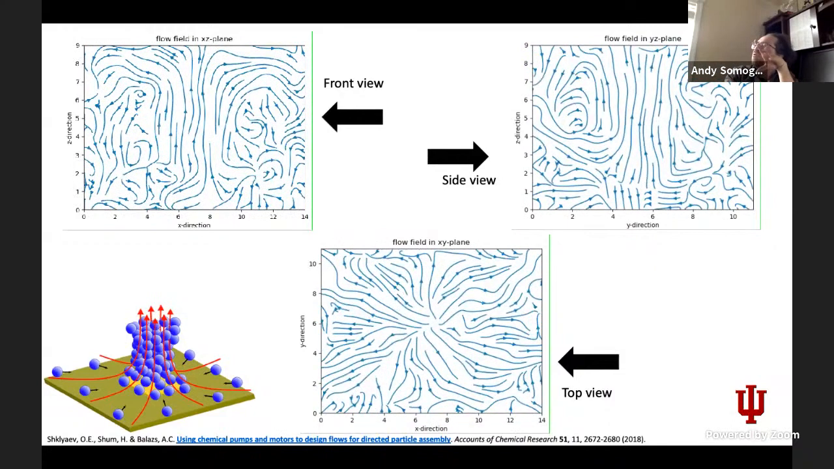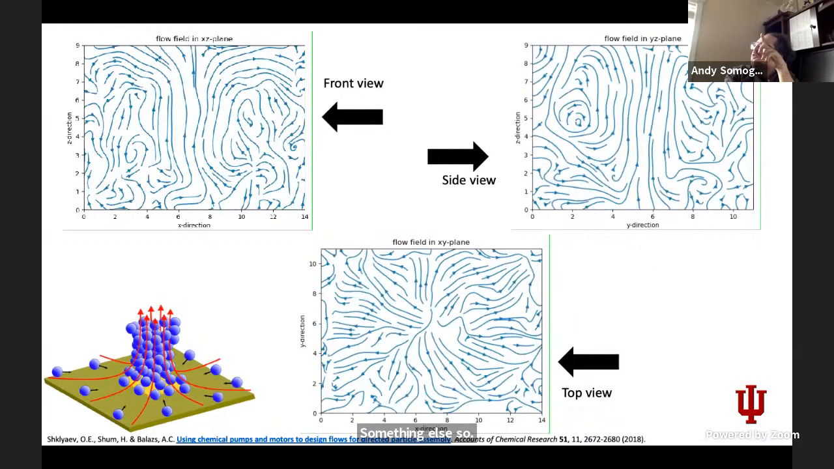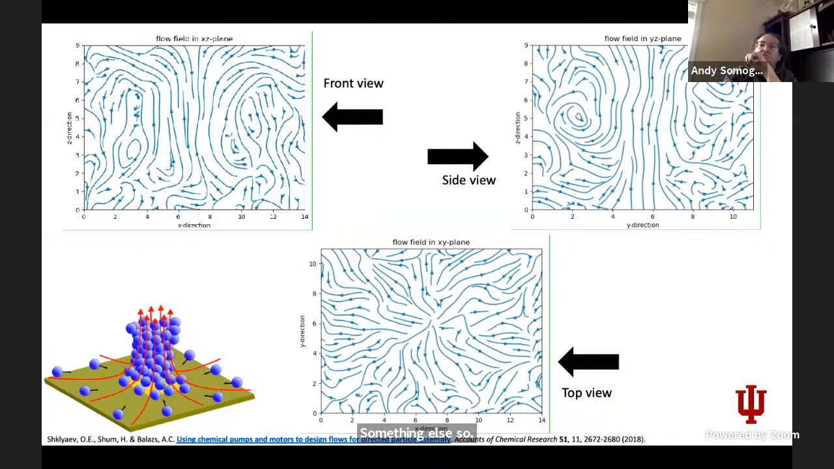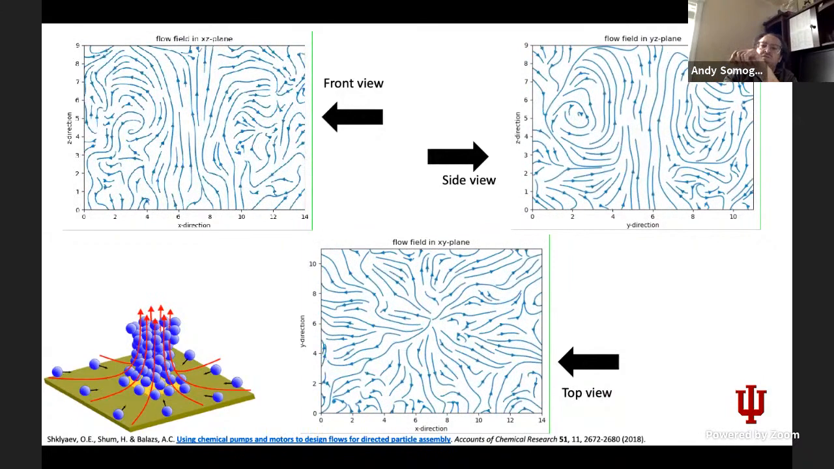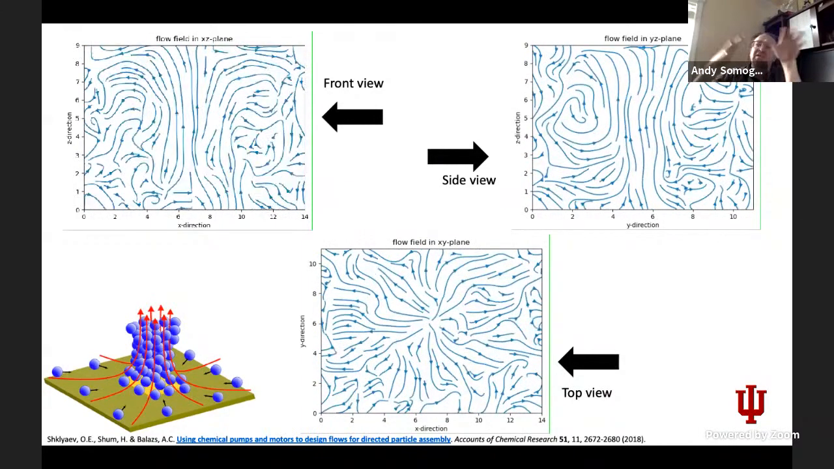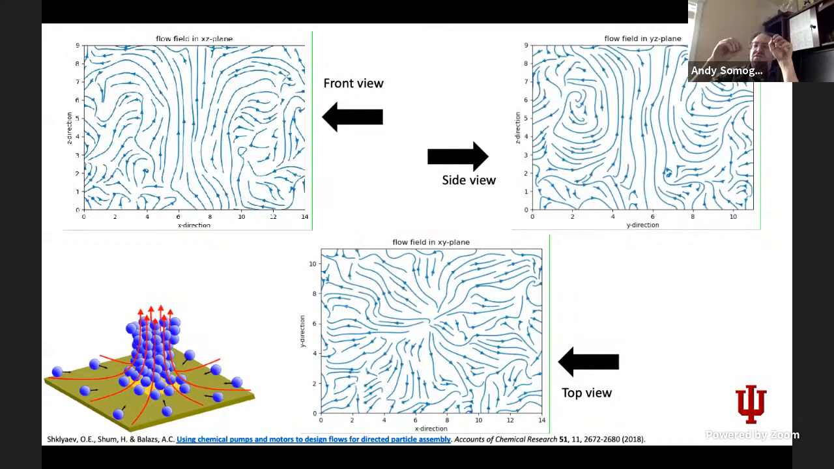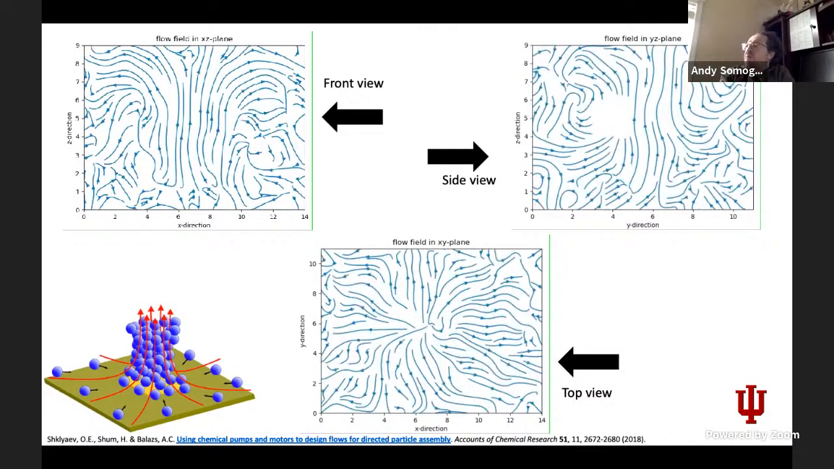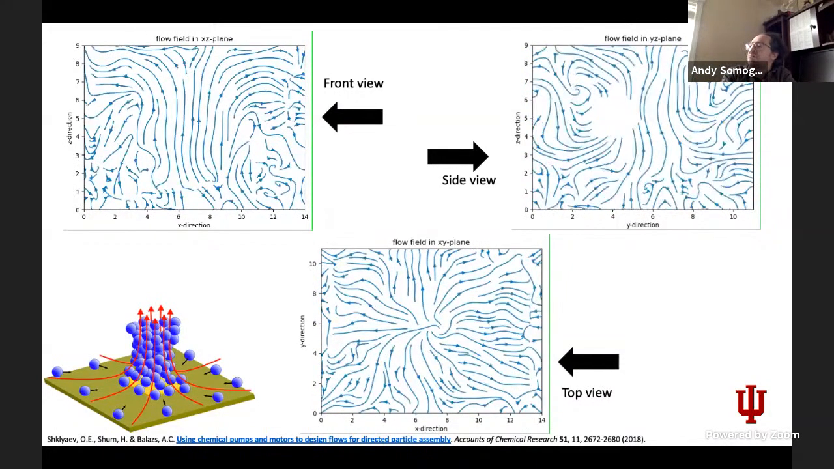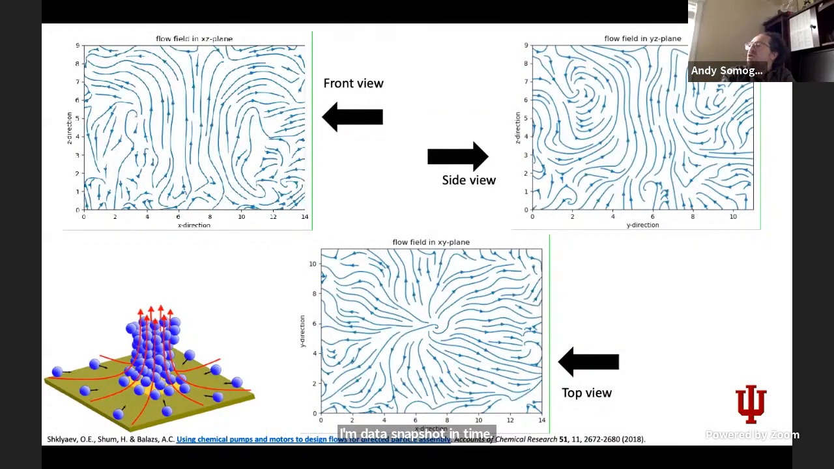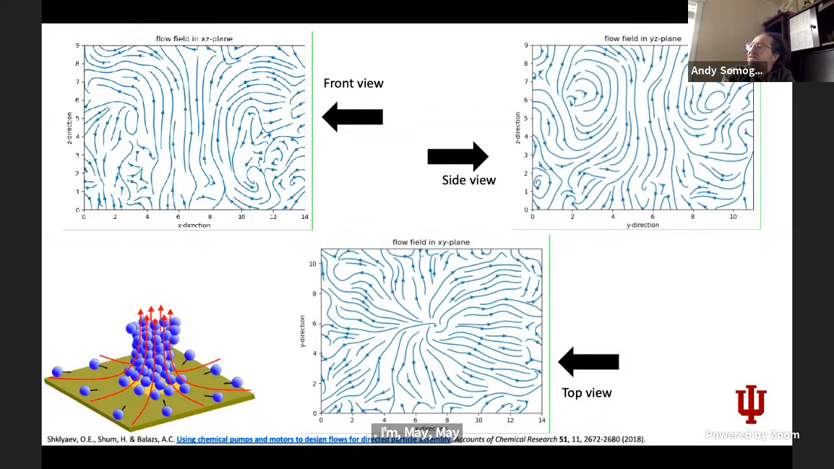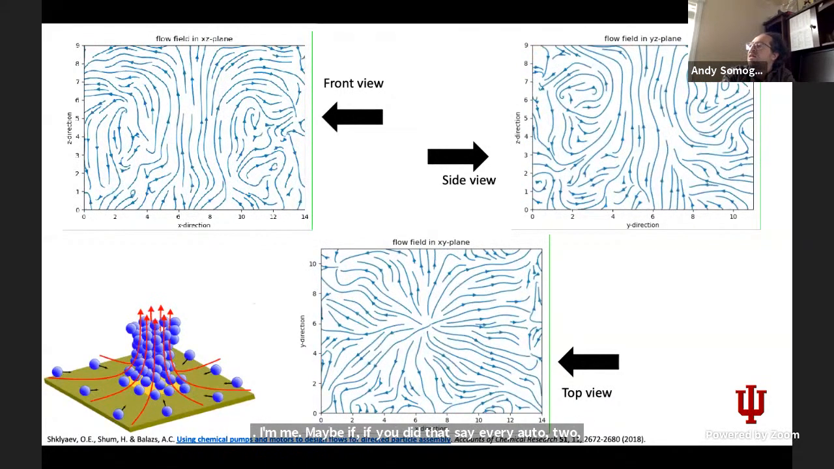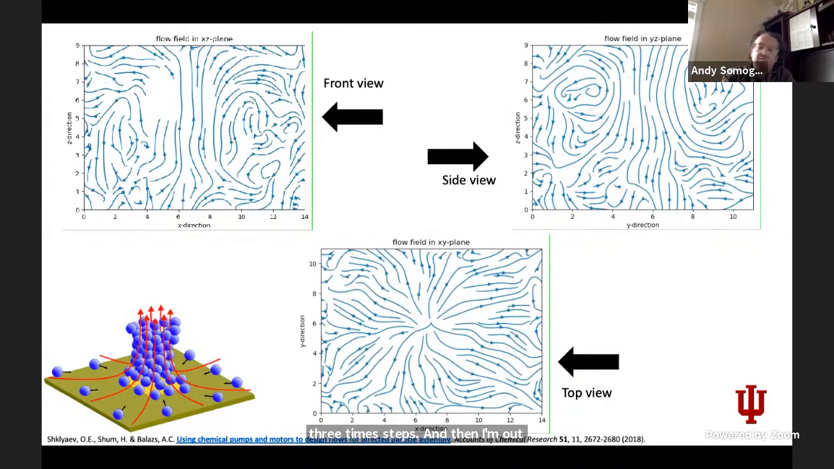And something else. So Jeffrey, I assume what you're doing is every so many time steps, you're calling the grid function, which basically gives you back that three-dimensional vector of particles sorted in that grid. That's a snapshot in time. Maybe if you did that, say every 2-3 time steps, and then averaged those over time.